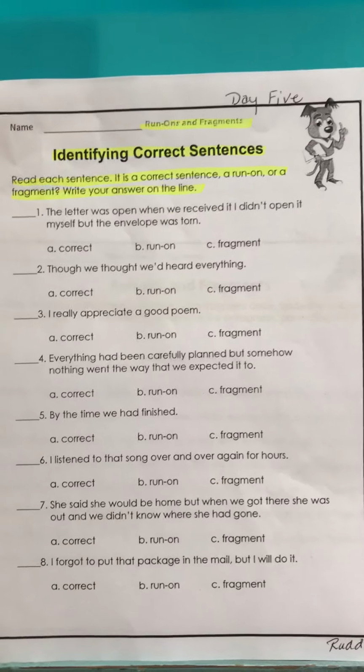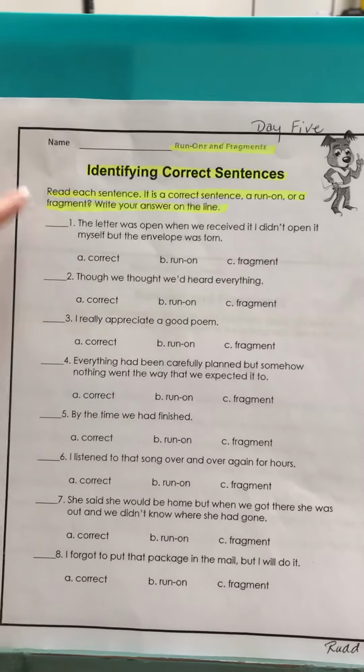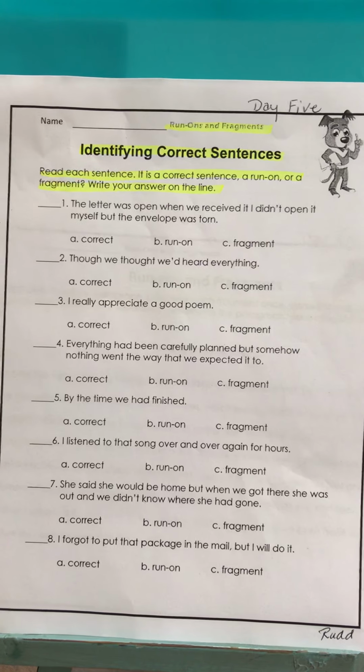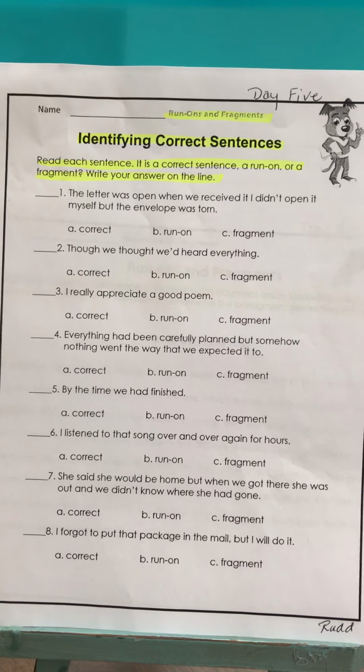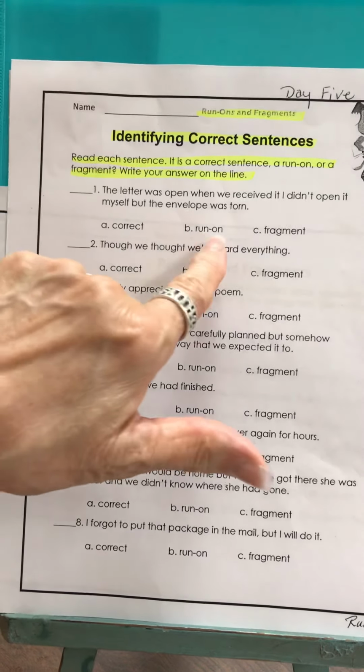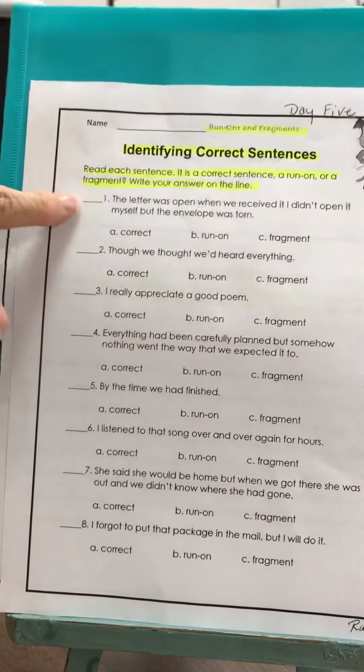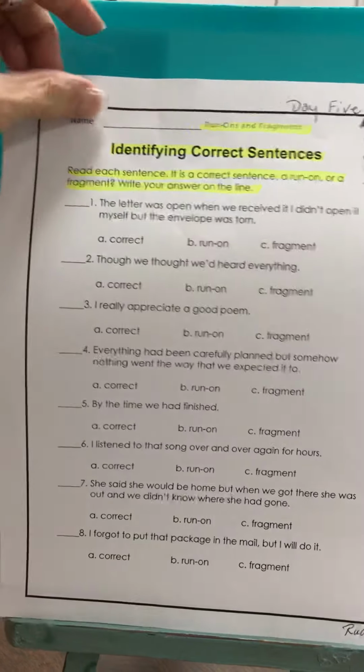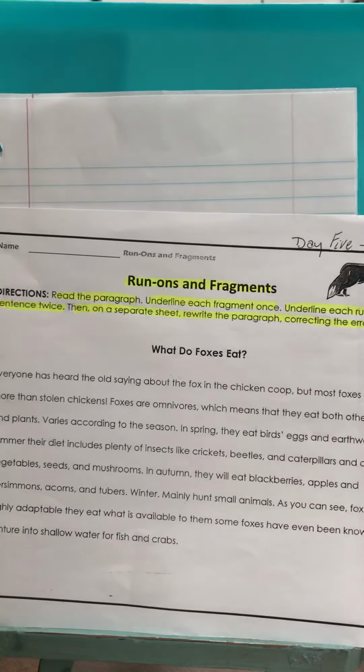Day 5, you're identifying some correct sentences. You're going to read each one and say whether it's a correct sentence, a run-on, or a fragment. You choose whether it's correct, run-on, or fragment, and put the letter on the line in front of it. And then, can you do some writing for me, please?